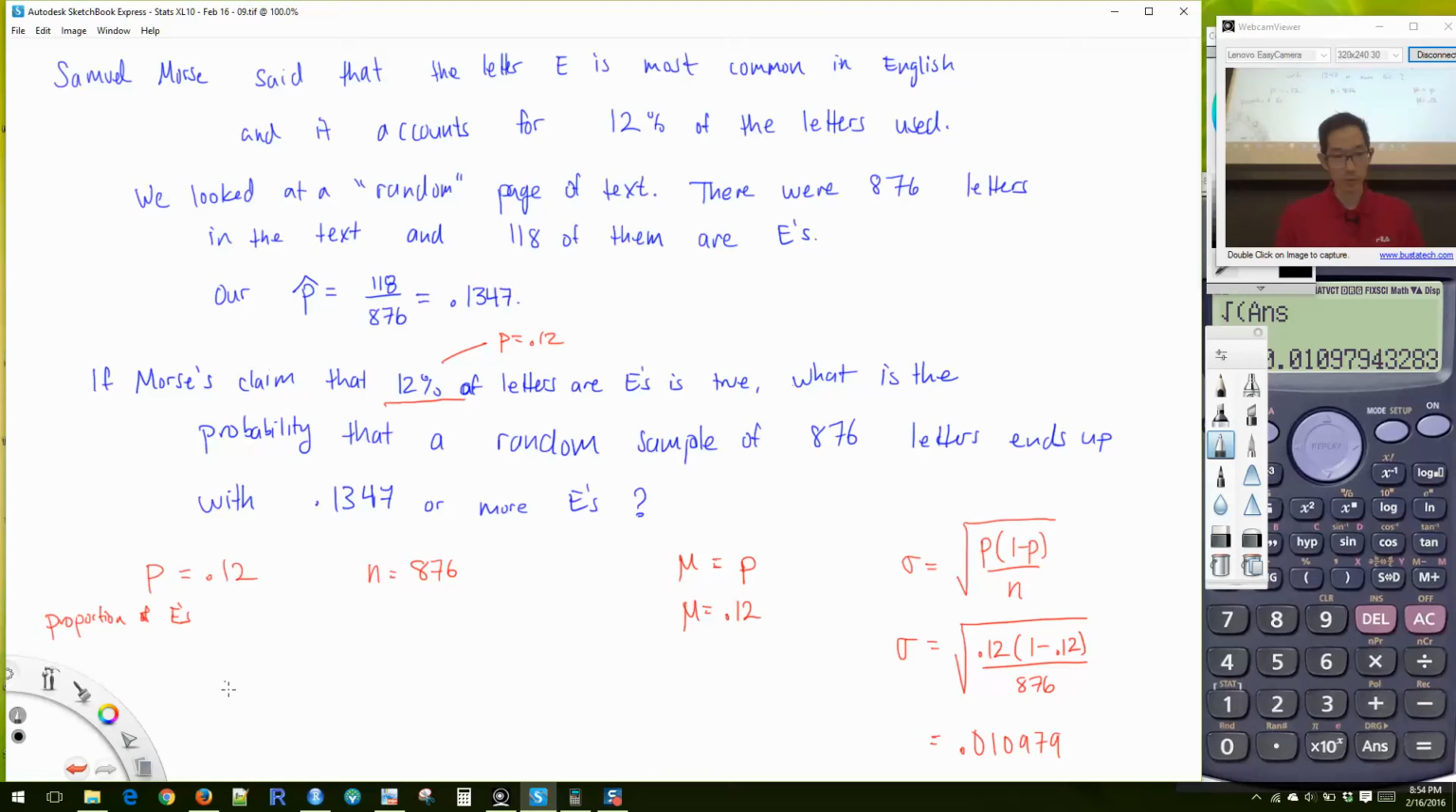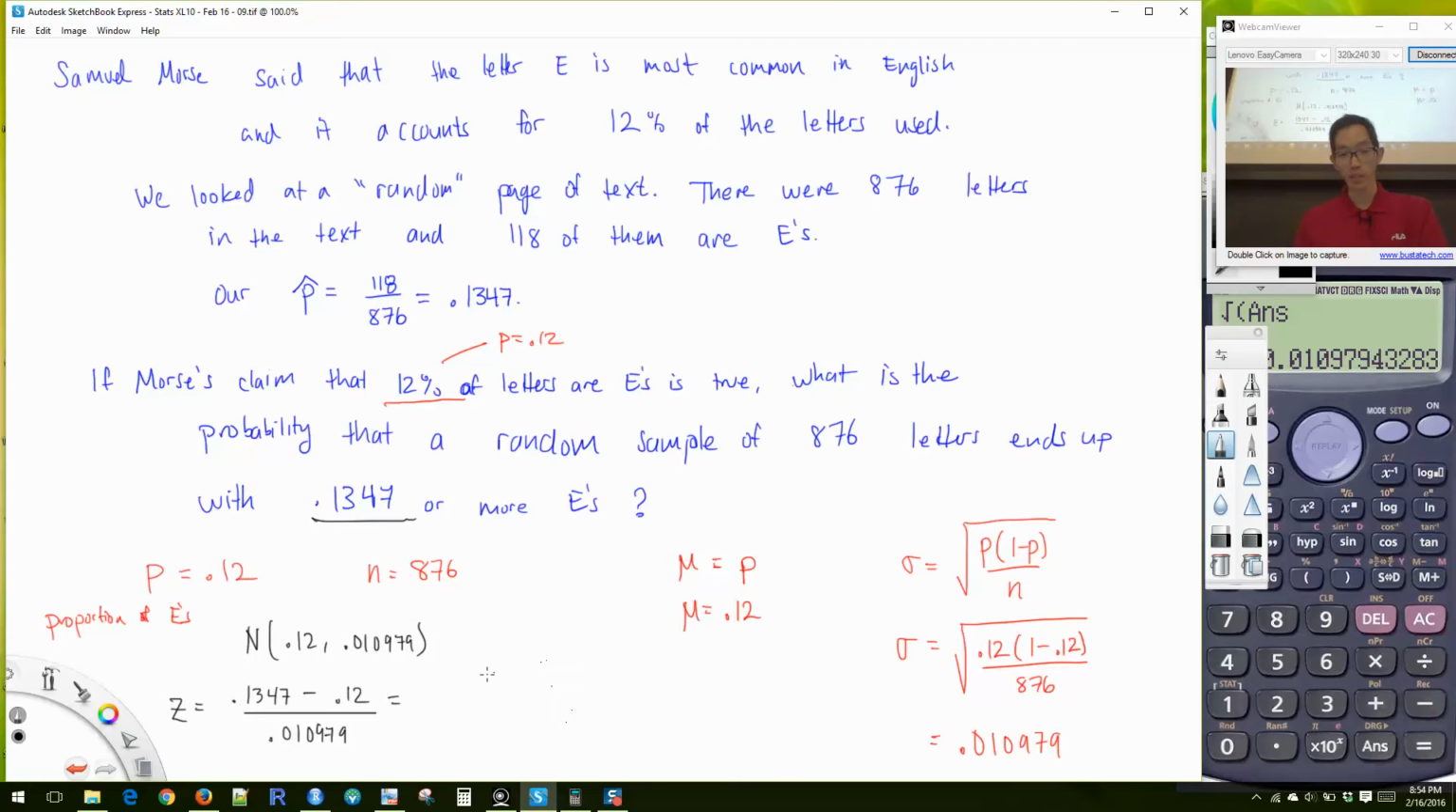So right now I have a normal distribution with mean 0.12 and standard deviation 0.010979 or something like that, okay? And essentially now I'm looking at 0.1347. So z is equal to x minus the mean divided by standard deviation. I'm going to have 0.1347 minus 0.12 divided by 0.010979. I'm just plugging in the values.